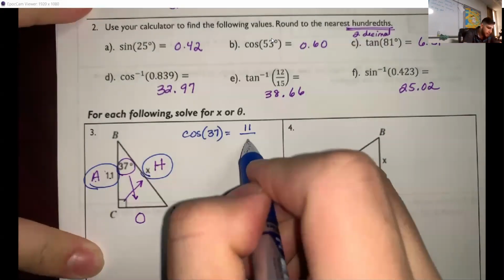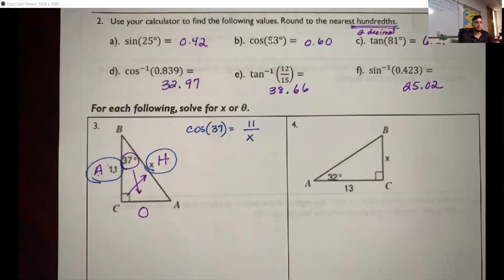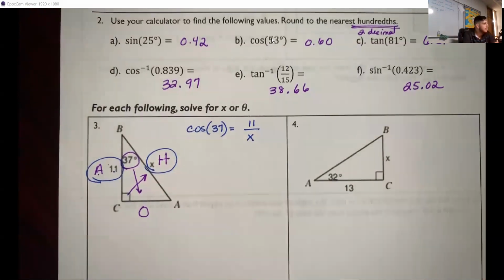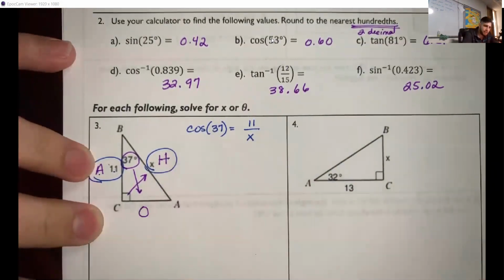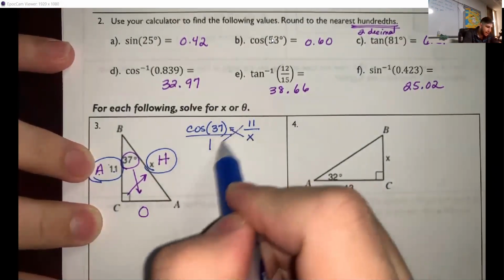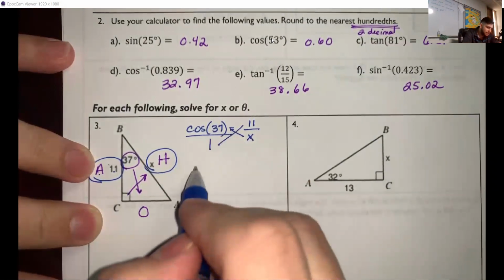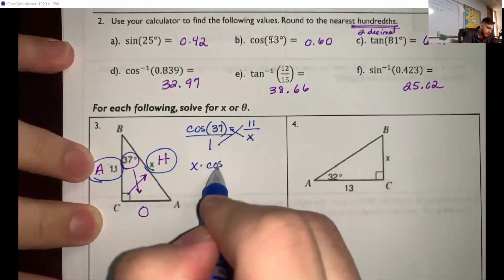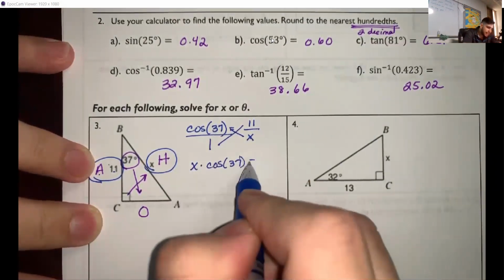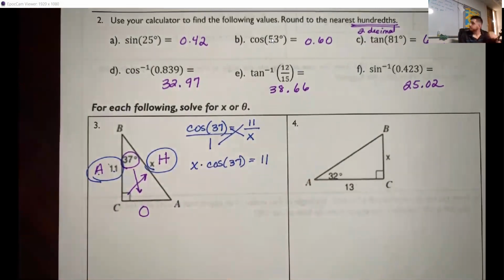So 11 over x. Oh, this is one of the annoying ones, right? Where we have the x in the denominator, we have to do that extra step to get x by itself, but that's fine. We practiced this enough. I think we should be experts on it. So again, we have cosine of 37. We're going to put that over 1, right? And then we're going to cross multiply. So we have x times cosine of 37, and that's equal to 11.